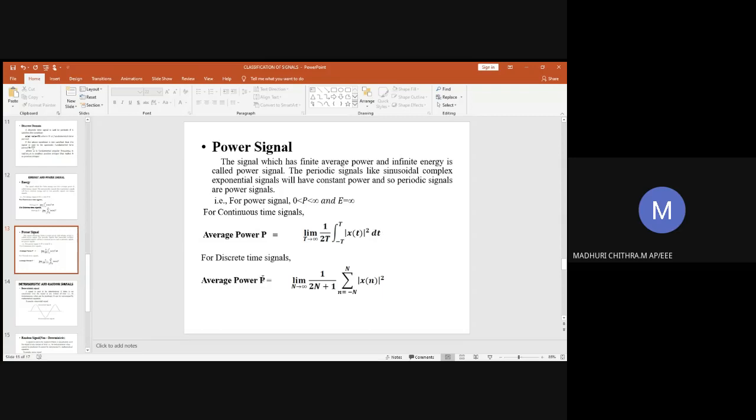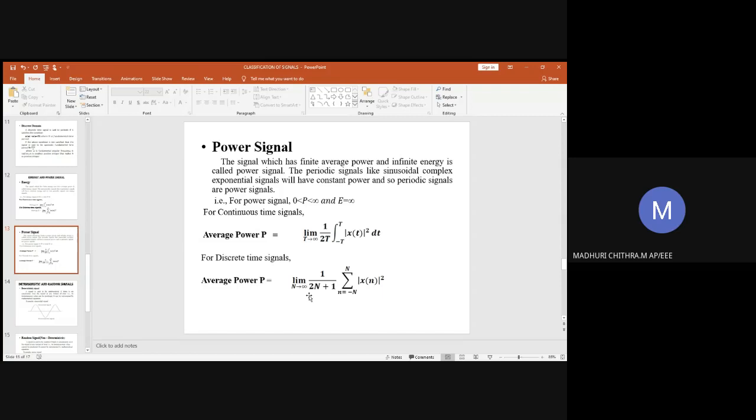For a discrete time signal, average power P = limit N tends to infinity of 1/(2N+1) summation n = -N to N of |x(n)|². These are the formulas for continuous time signals and discrete time signals. One difference is that in the average power, 1/(2T) is present compared to energy signals, and here 1/(2N+1) is present.